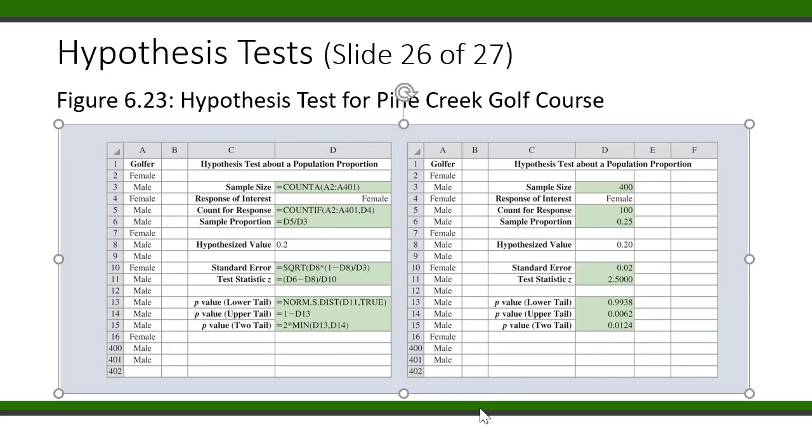So it's the exact same logic as we did with the test statistic, but now we're just looking at a population proportion. So just keep in mind that we reject the null hypothesis when the p-value, in this case we're doing an upper tail, is less than alpha. So for alpha is 0.05, then 0.0062 is less than that, we would reject.